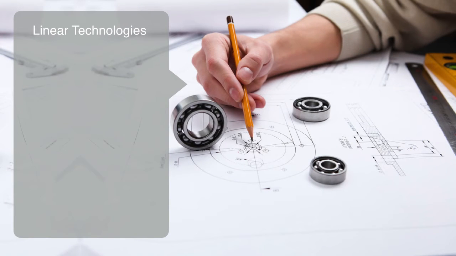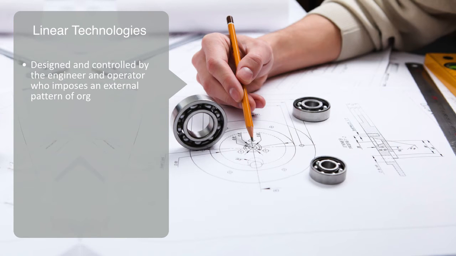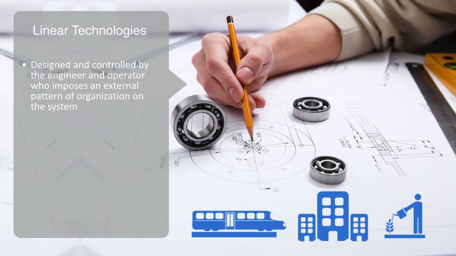With the linear technologies that we previously talked about, such as bridges, chairs, or toasters, the system is designed and controlled by the engineer and operator, who imposes an external pattern of organization on the system in order to make it operate in a predefined, optimal fashion. This is our traditional industrial paradigm that we typically try to apply to all areas, from governments running a country's infrastructure to designing residential areas and parks.